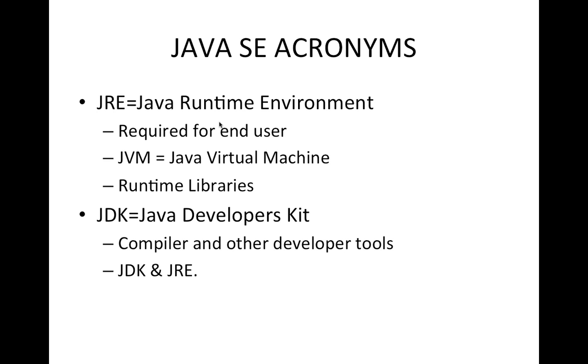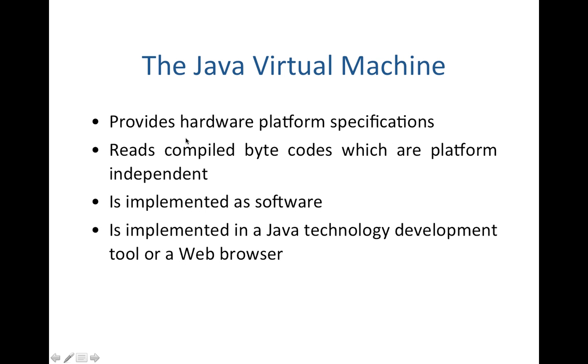JRE is for runtime, that is for execution, whereas JDK has the compiler, that is what we need. So we need both. We need compiling the stuff and also running the stuff. We need both, but end users just need JRE. Right, Java Virtual Machine. So this JRE has a virtual machine.